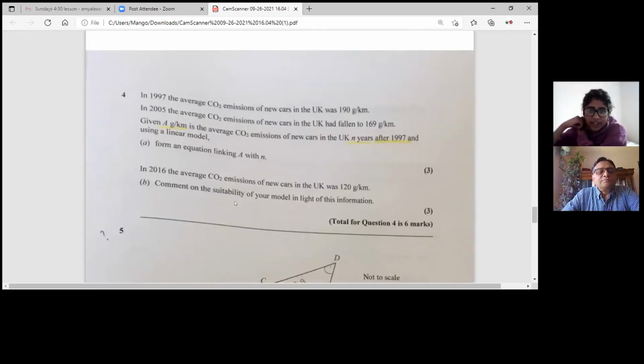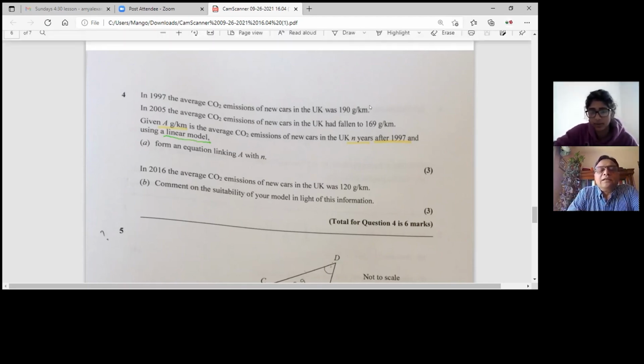Part B, I had an issue, but yeah, I guess we're going to work through it. Read the question, please. In 1997, the average CO2 emissions of new cars in the UK was 190 grams. Is it grams per kilometer? In 2005, the average CO2 emissions of new cars in the UK had fallen to 169. Given that A is the average CO2 emissions of new cars in the UK, n years after 1997, and using a linear model, part A, form an equation linking A with n.